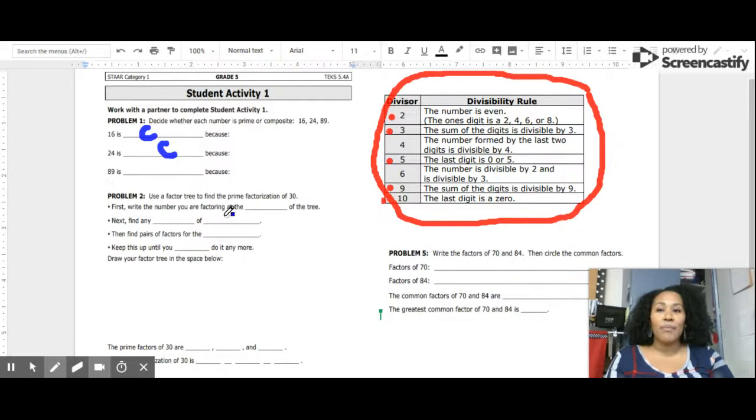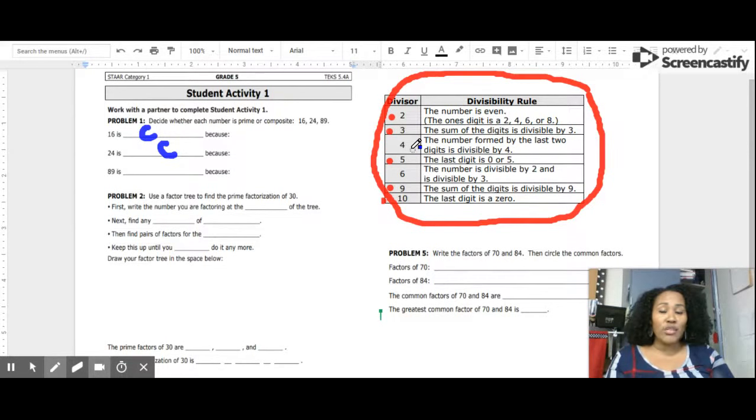Let's look at 89. Does it follow the rules of 2? Is it divisible by 2? Does it end with one of these even numbers? No, it is not divisible by 2. Is it divisible by 3? If I add 8 plus 9, I get 17. Is 17 divisible by 3? No, it's not. There's nothing times 3 that's going to give me a 17, so it's not divisible by 3.